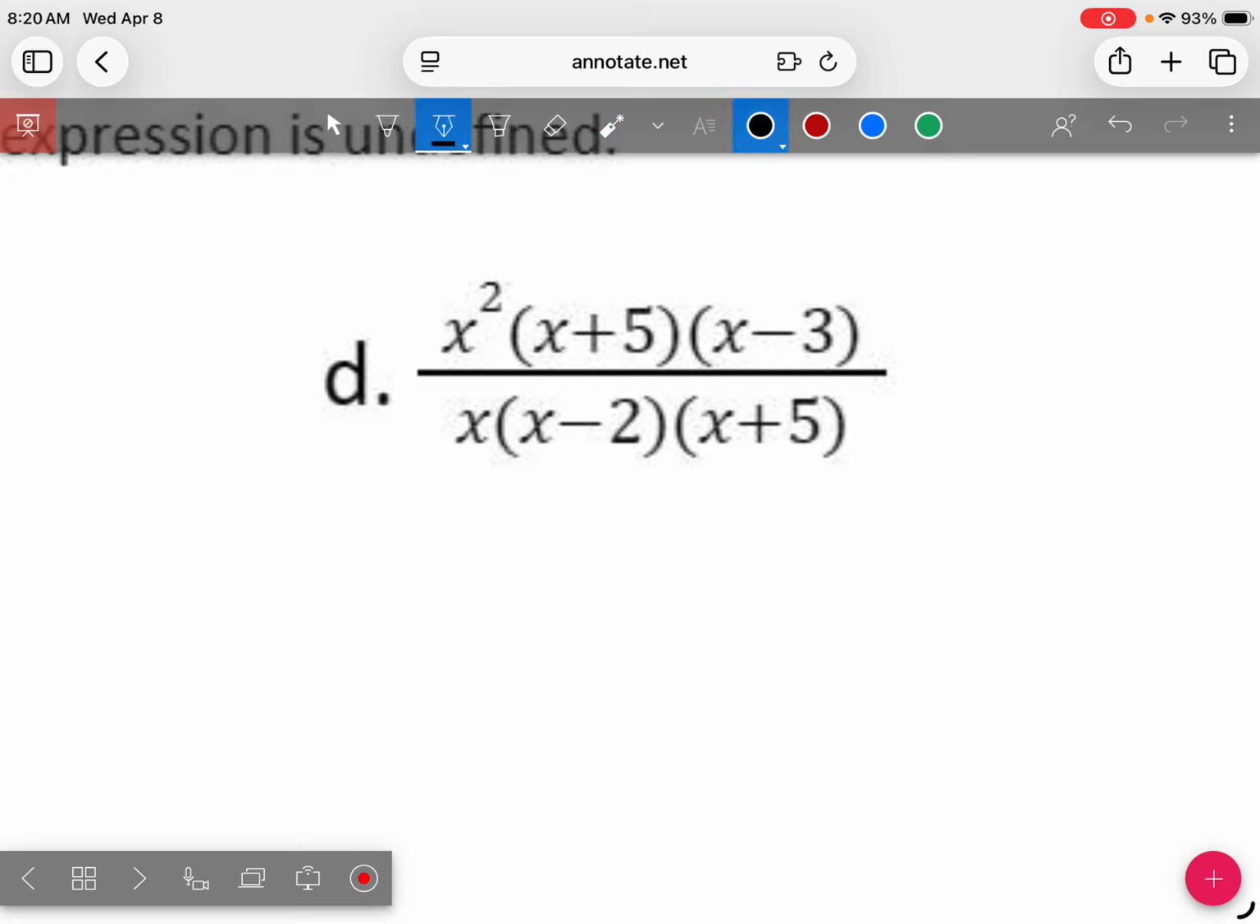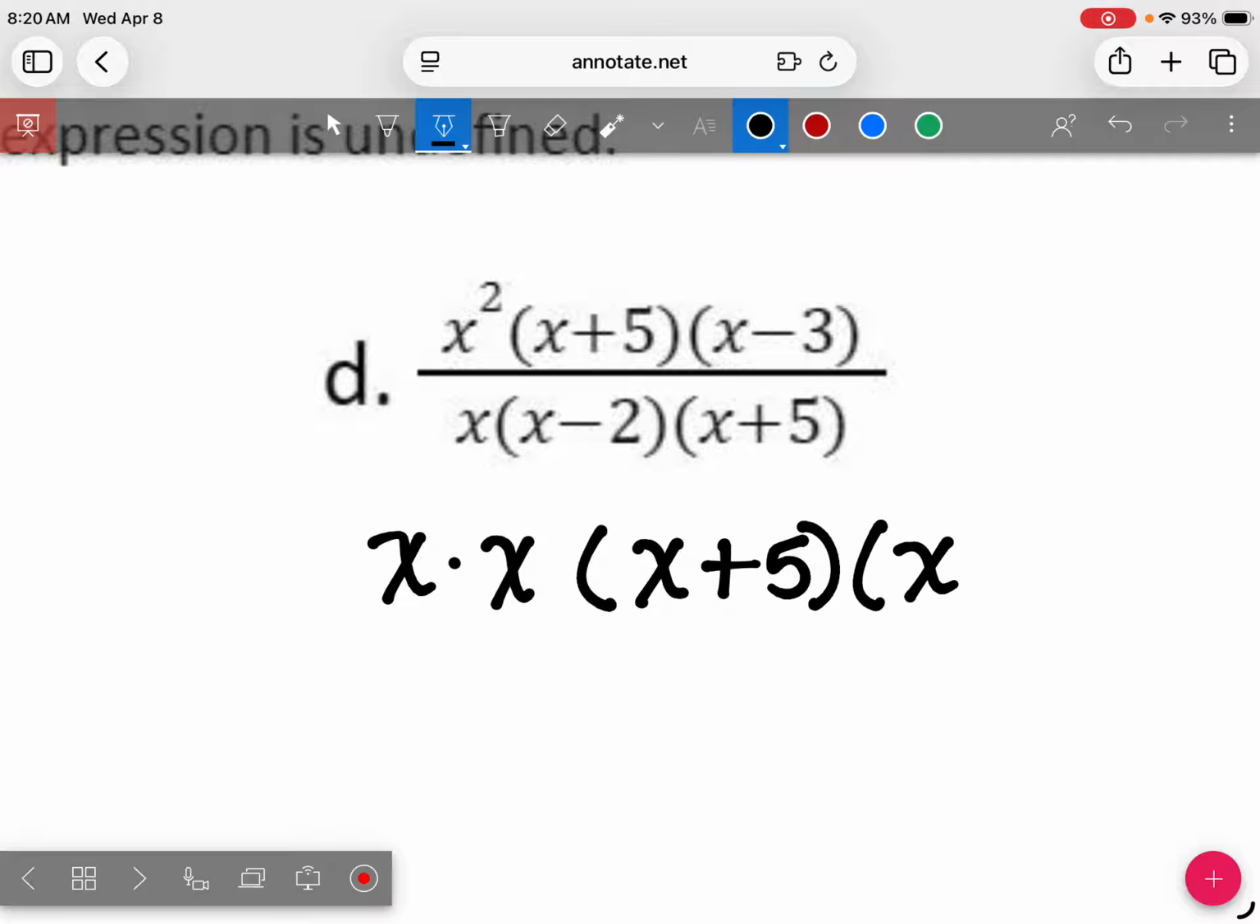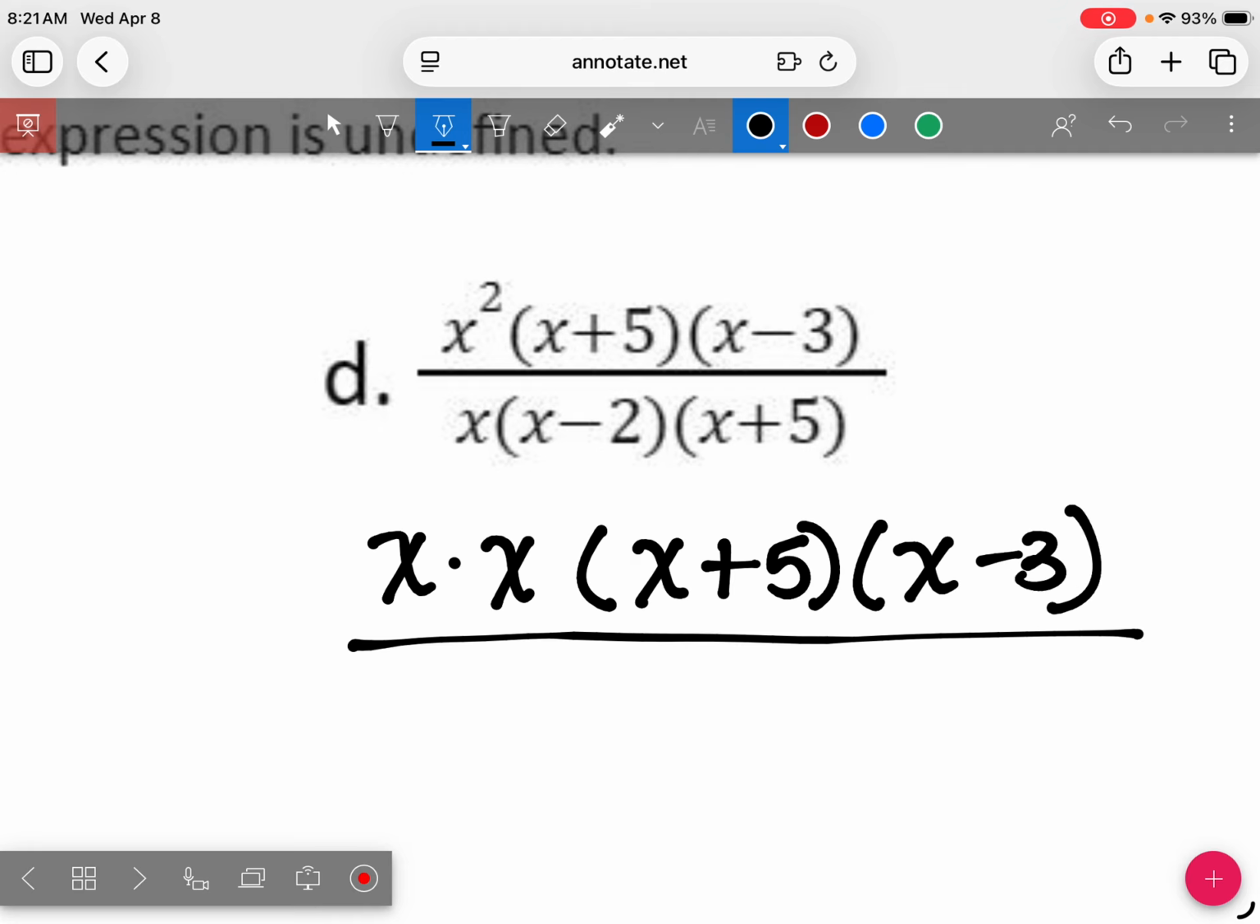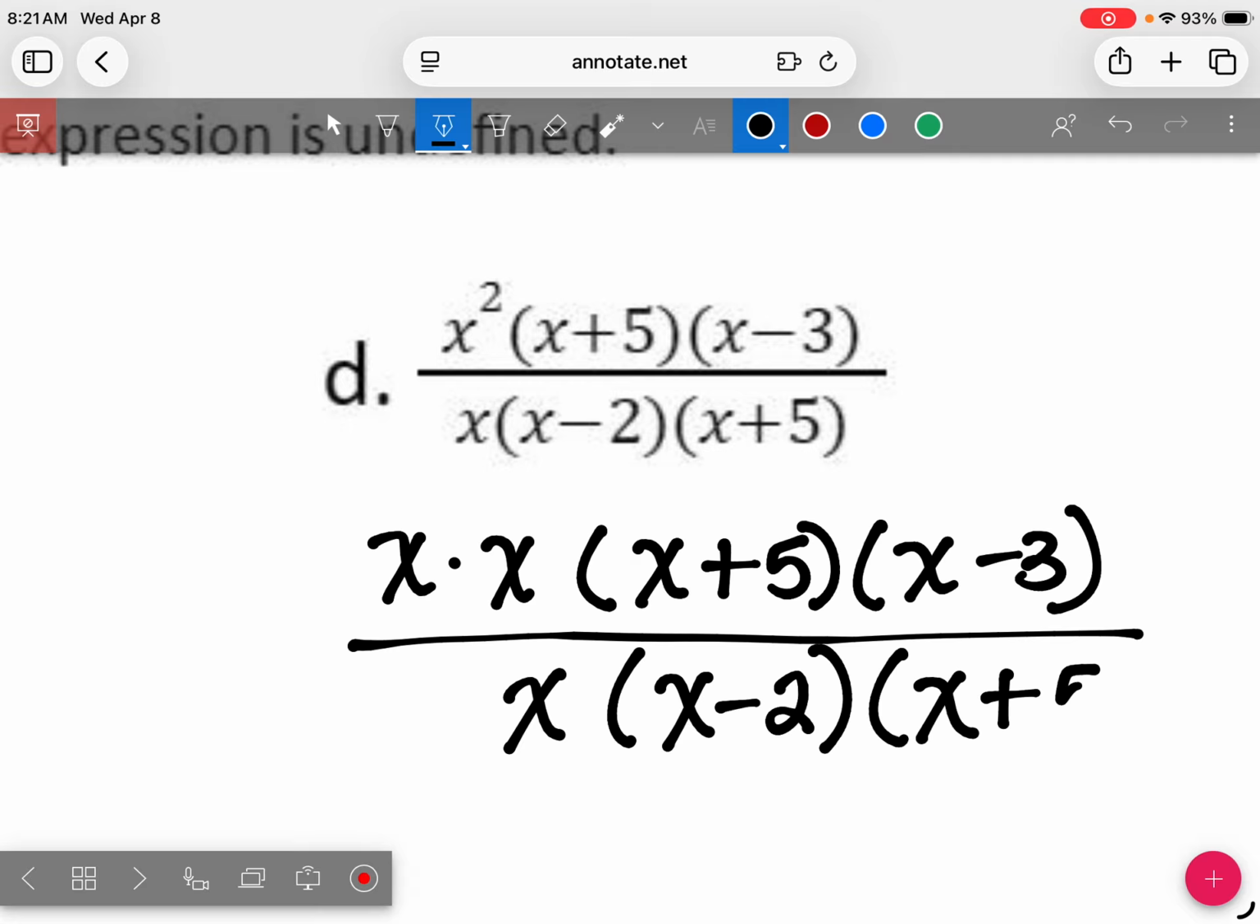All right, when you see an x squared, that really means you have two x's at the top. So I'm going to rewrite it. That's really what you have in the top. That's my numerator. x squared means x times x. And then we have an x plus 5 and an x minus 3. In my denominator, I have an x minus 2 and an x plus 5.